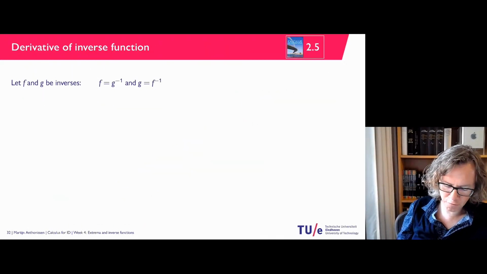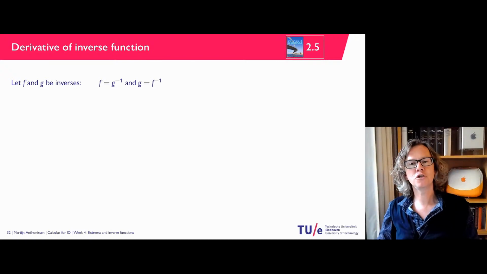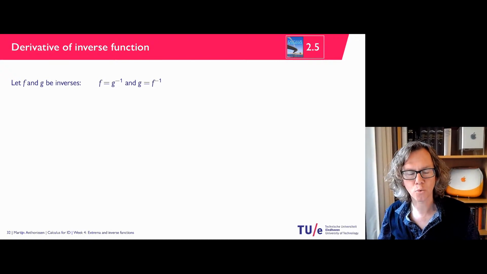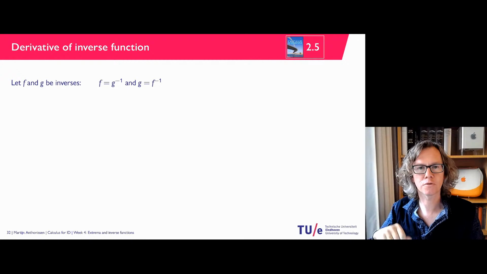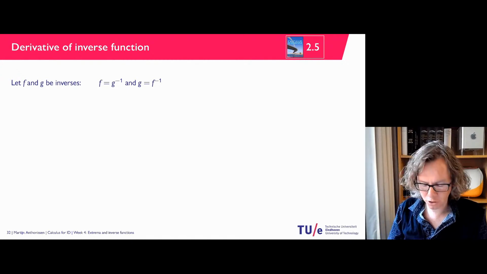So that is the derivative of the inverse function, and in the book you will find this in 2.5. So let f and g be inverses. That's a bit easier to write than f and f inverse, especially if we talk about differentiation. So f is g inverse, and then automatically g is f inverse.